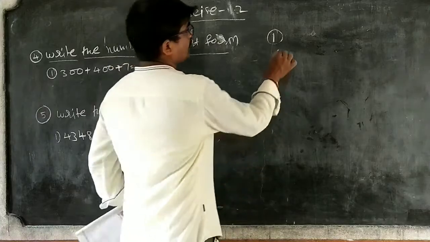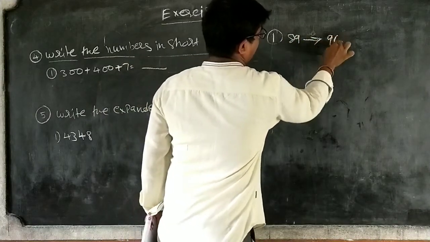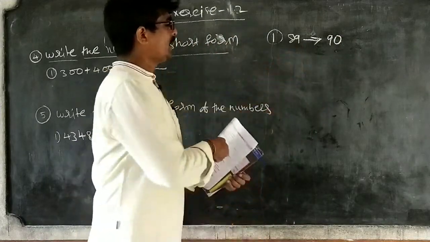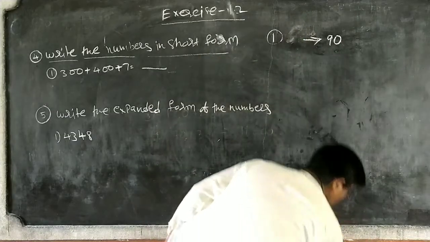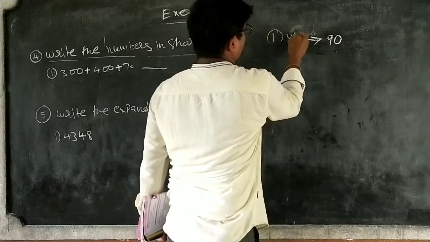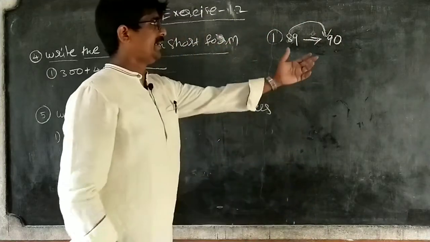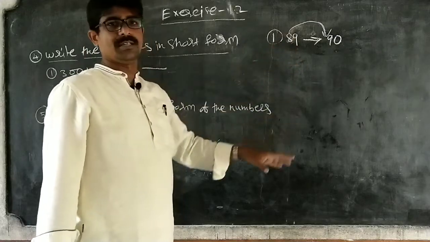First problem. Nearest to 10 means 89. 89 to the nearest 10 means 90, because 9 is a strong number. So 89: 8 after next number is 9. That is equal to 90. That is the nearest to 10. Same like that you have to do the others.